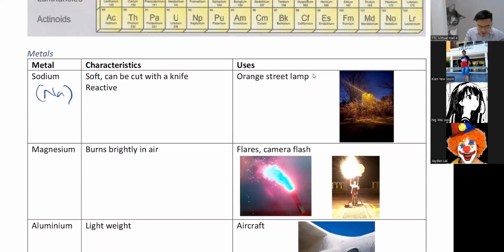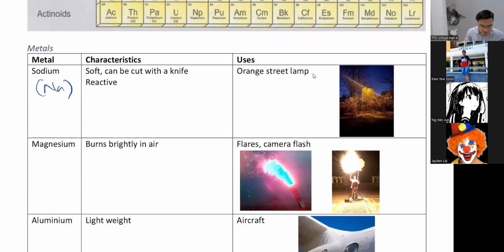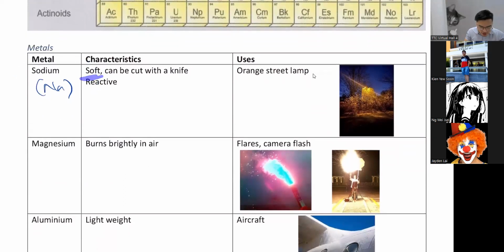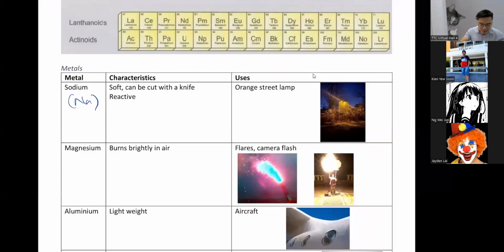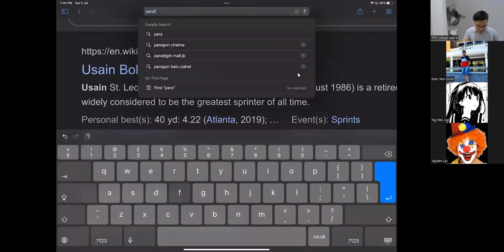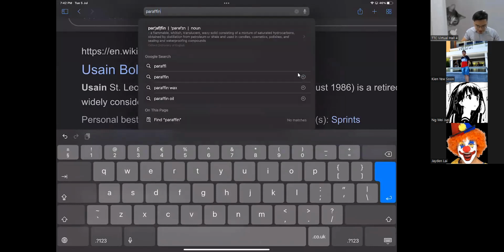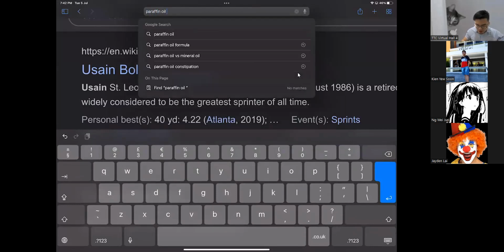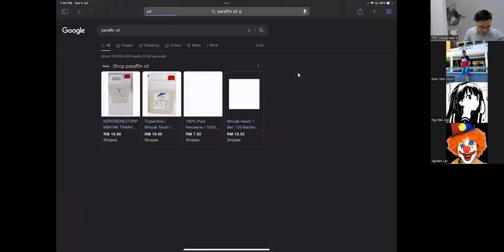So sodium is Na. When you put this thing in water, it will explode. They are soft. They can be cut with a knife. Although they are metal, you can still cut them with a knife because sodium is very soft. This is why we usually keep sodium in something called paraffin oil. That paraffin oil looks like this.